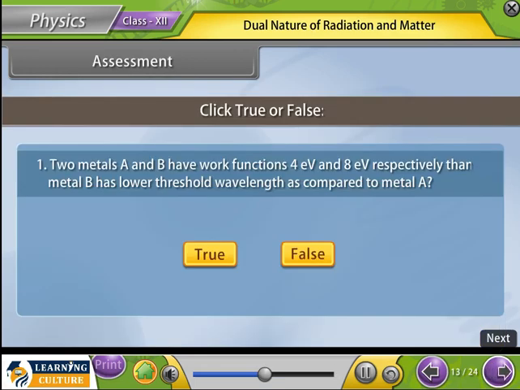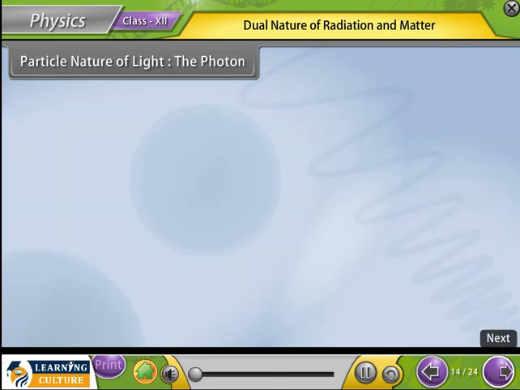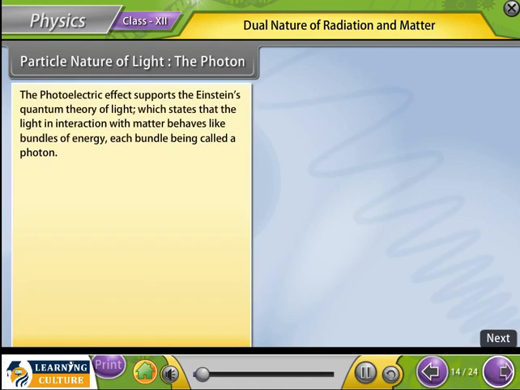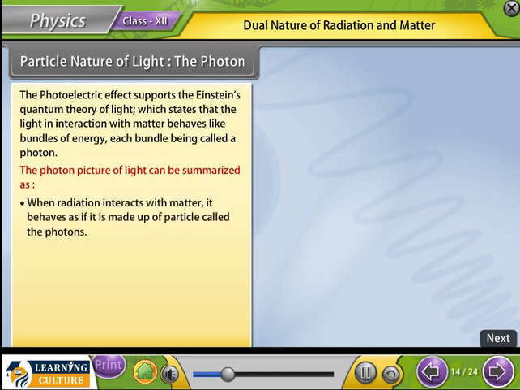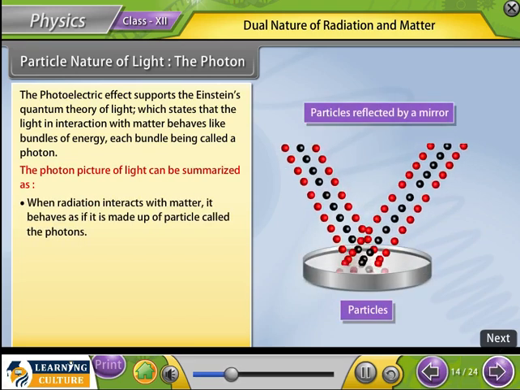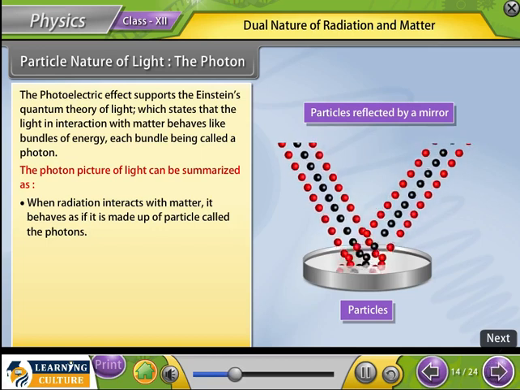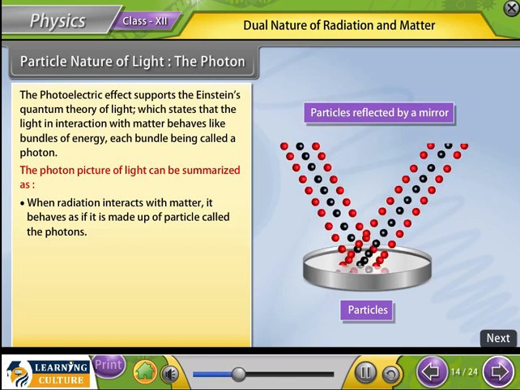Assessment. Before proceeding further, let us know the particle nature of light, the photon. The photoelectric effect supports Einstein's quantum theory of light, which states that light in interaction with matter behaves like bundles of energy, each bundle being called a photon. The photon picture of light can be summarized as: when radiation interacts with matter, it behaves as if it is made up of particles called photons.